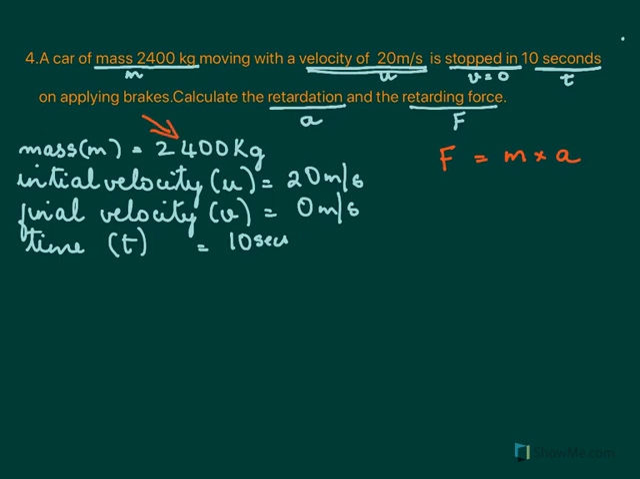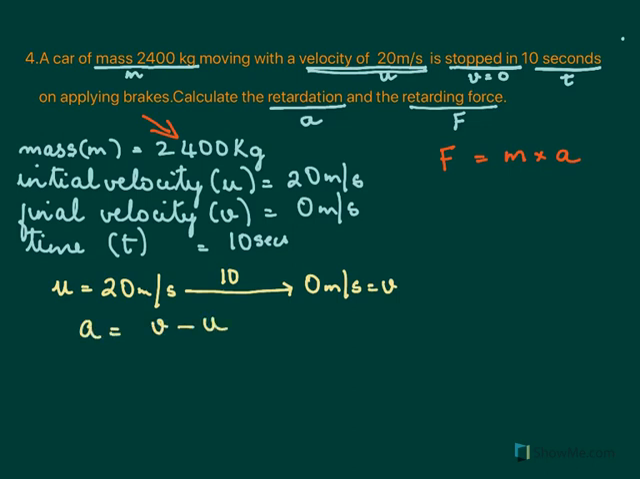The mass is given to us, however the acceleration is not given to us. Just to go over this sum again, the body initially had a velocity of 20 meter per second. Then there is a force applied and the body is stopped. Now the body becomes 0 meter per second, and this takes 10 seconds. So this is u, this is v. We know the formula for acceleration is v minus u over t.